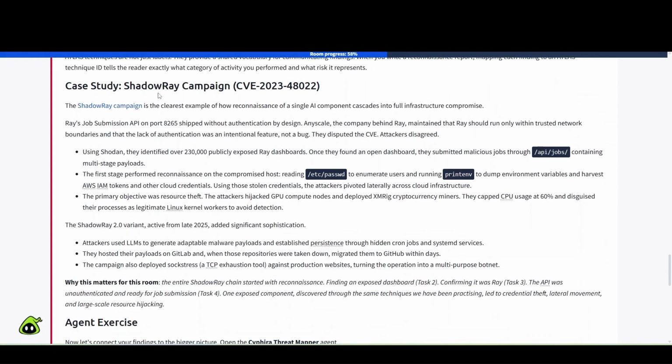So, case study: the ShadowRay campaign, CVE-2023-48022. The ShadowRay campaign is the clearest example of how reconnaissance of a single AI component cascades into full infrastructure compromise. Ray's job submission API on port 8265 shipped without authentication by design. Anyscale, the company behind Ray, maintained that Ray should run only within trusted network boundaries and that the lack of authentication was an intentional feature, not a bug. They disputed the CVE.